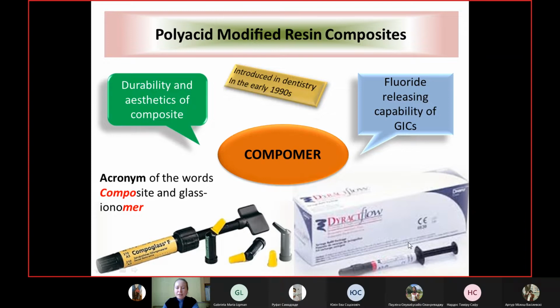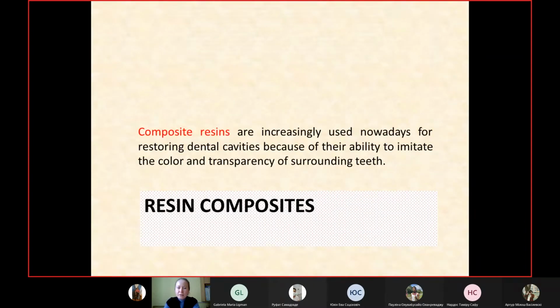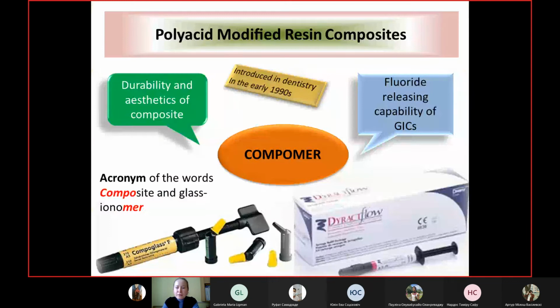It can be used as a lining, because compomers basically are used as base liners in dentistry, but still can be used as a restorative material in pediatric dentistry because they release fluoride. They are appropriate for prevention of high caries incidence, secondary caries, recurrent caries.